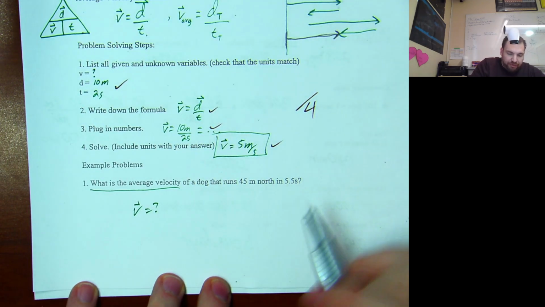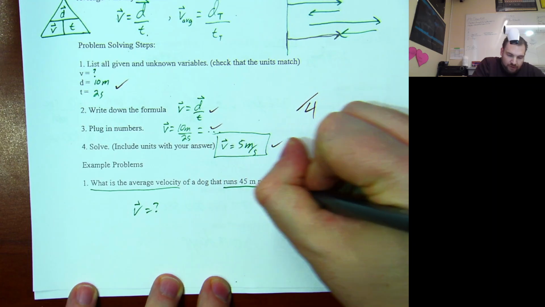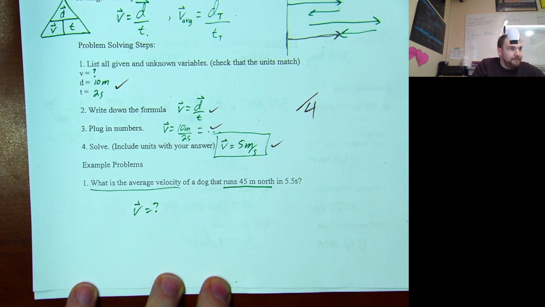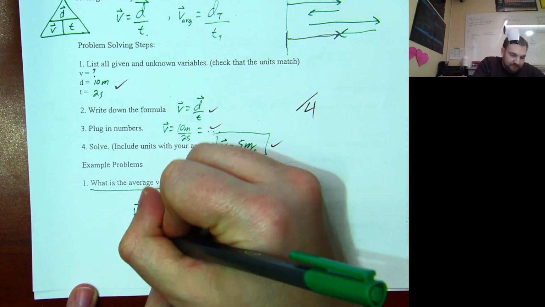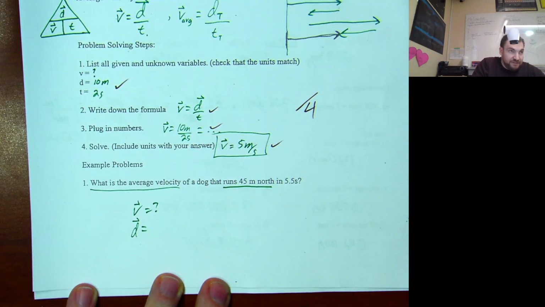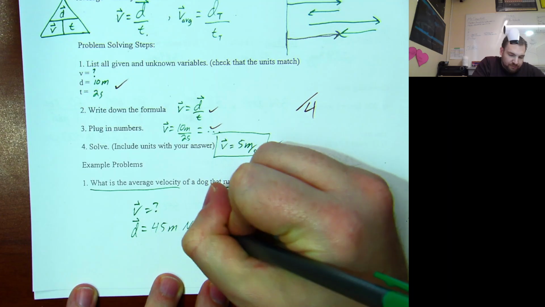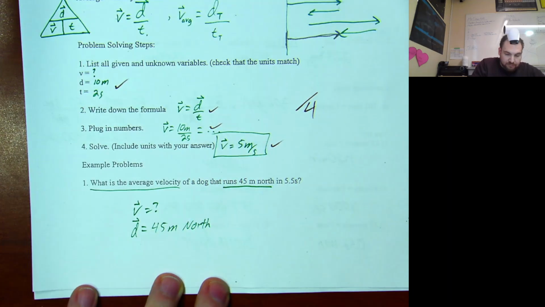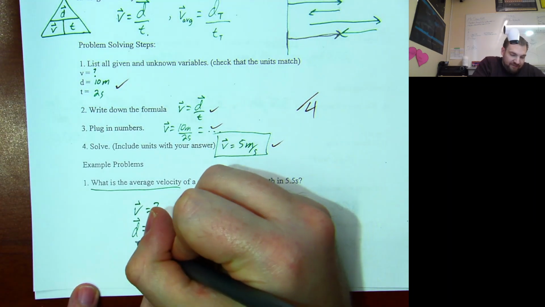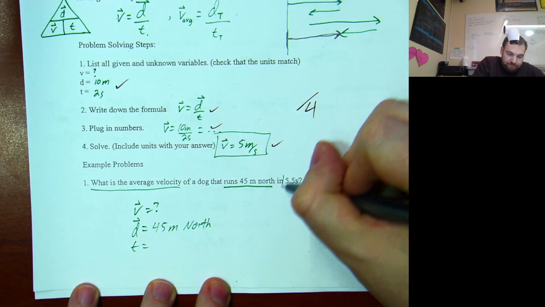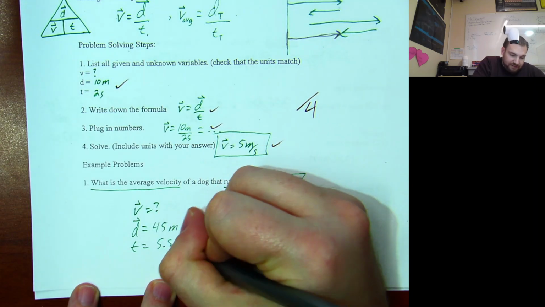It's running north 45 meters. So what is that? That's a displacement because they've given us a direction there too. 45 meters north. And they've given us our time. Time is 5.5 seconds.